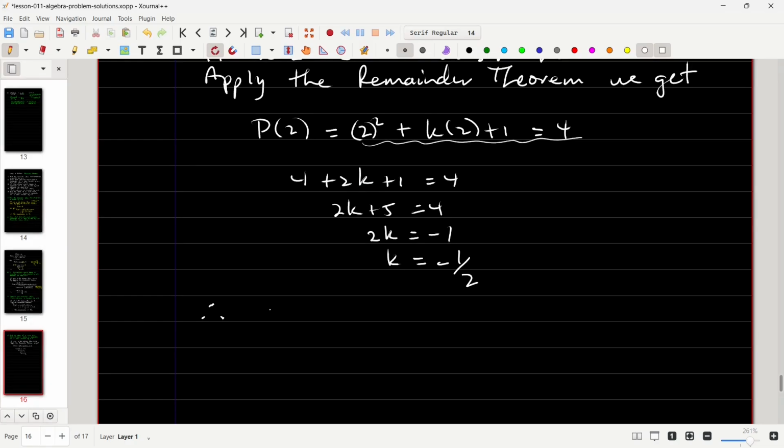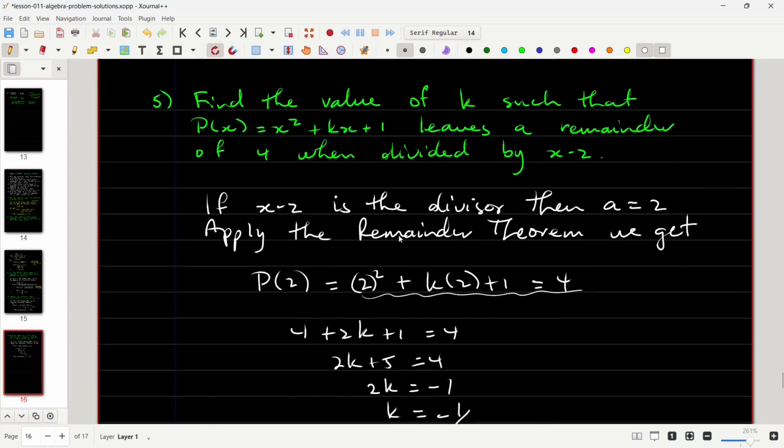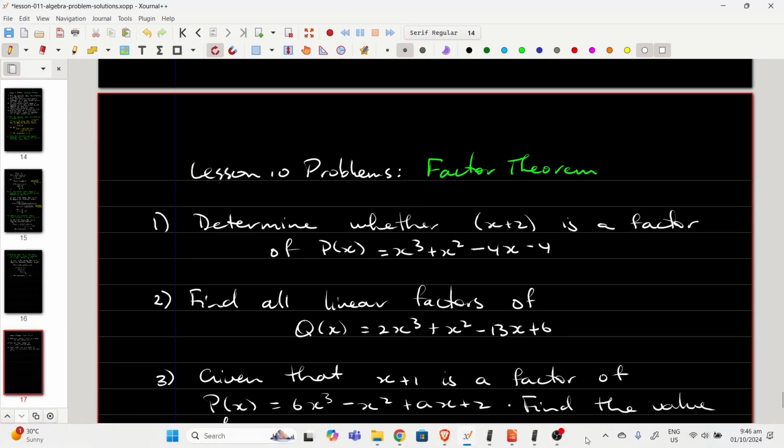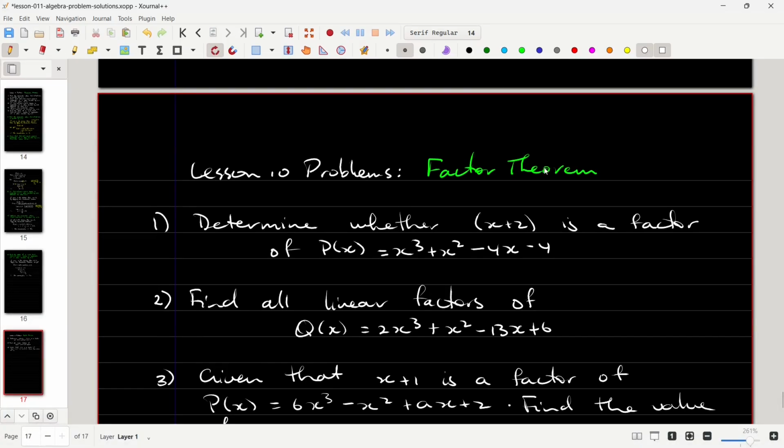So therefore, the remainder is minus a half. All right, that was number 5. Let's go on to the next section now. And this is the final section, which is factor theorem. All right. Factor theorem, and we have 3 questions.